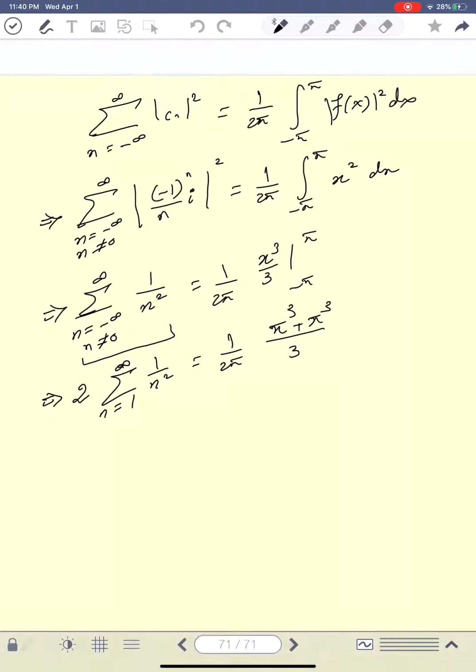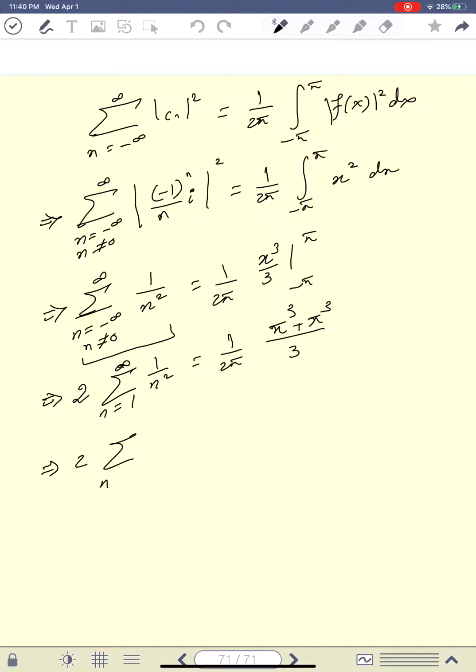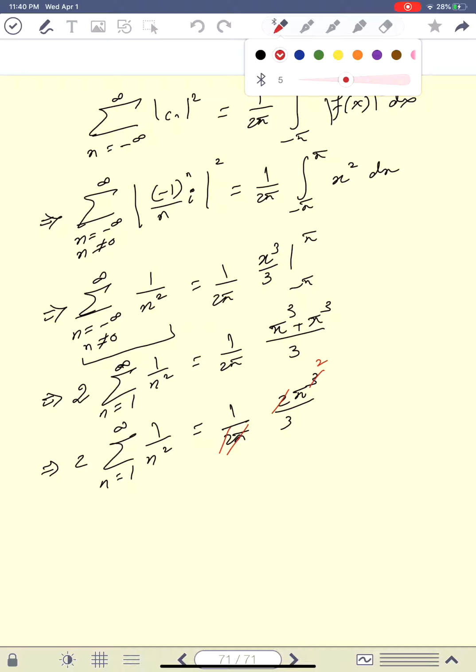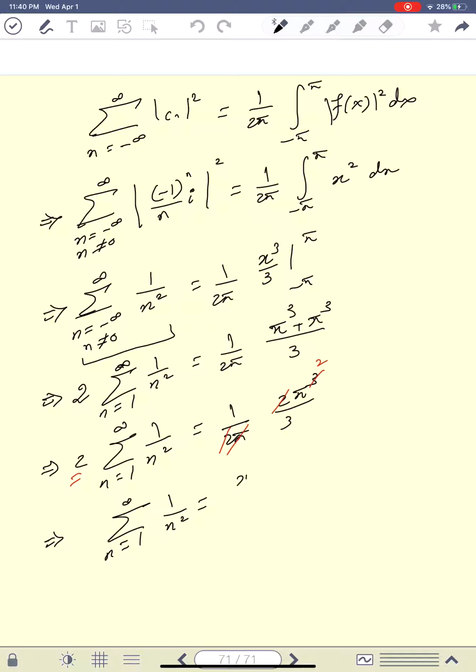So 2 times the sum from 1 to infinity of 1 over n squared equals 1 over 2 pi times 2 pi cubed over 3. Now the 2 is cancelled, the pi is cancelled, and if you divide by this 2, what you get is that the sum from 1 to infinity of 1 over n squared is what? It's pi squared over 6. It's the 3, and you divide it by 2. So we reached this very nice formula. Applying Parseval's identity in this example gives us that the sum of 1 over n squared is equal to pi squared over 6.